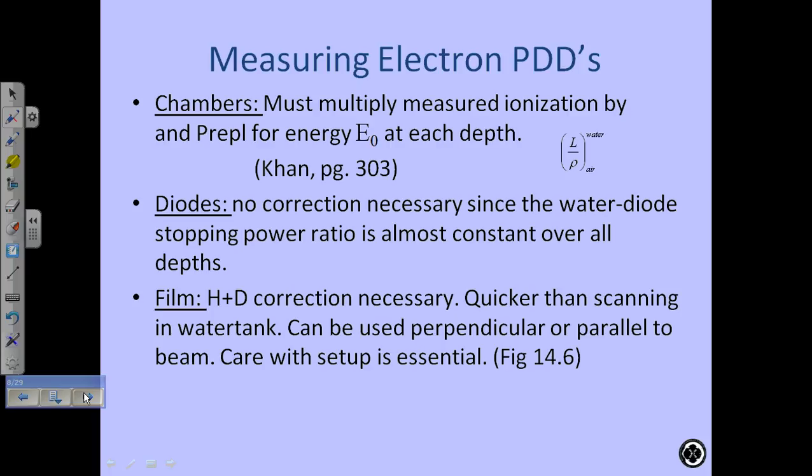Okay, and then with diodes, you don't have to correct this because the water-to-diode stopping power ratio is constant over all depths. Okay, and the reason you need to multiply for chambers is because this ratio changes with depth. Okay? So if you're measuring an ionization depth dose, you're measuring it at different depths. That's the definition. So at a different depth, you're going to have a different L over rho. You have to multiply the different L over rho's for every depth. With diodes, this number is constant.